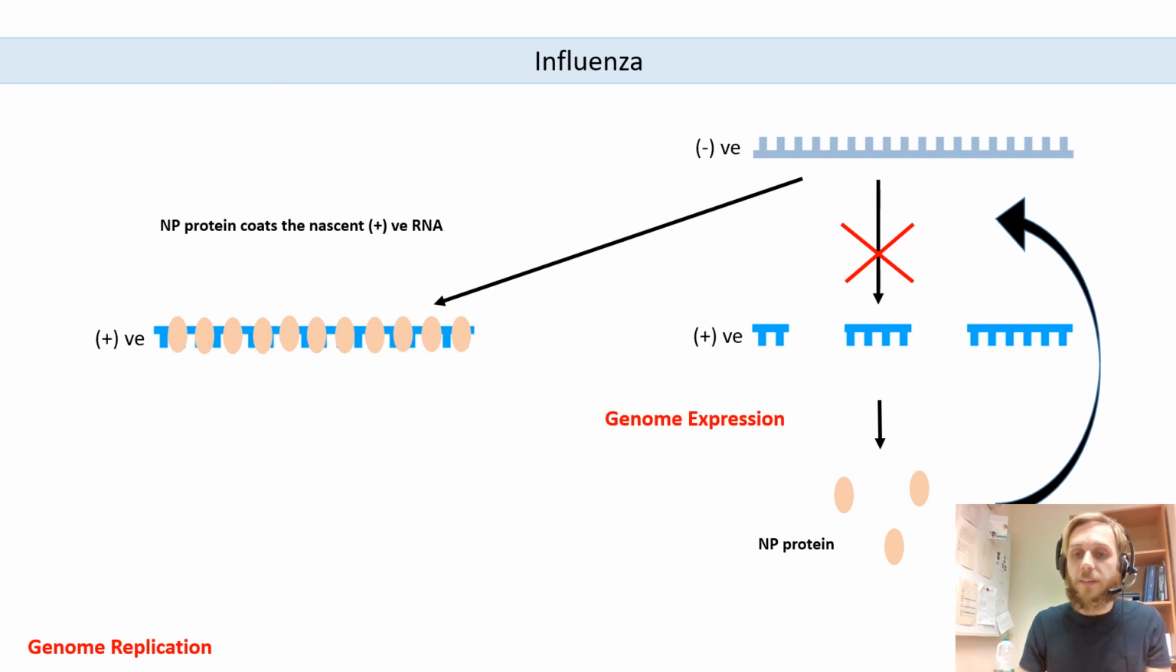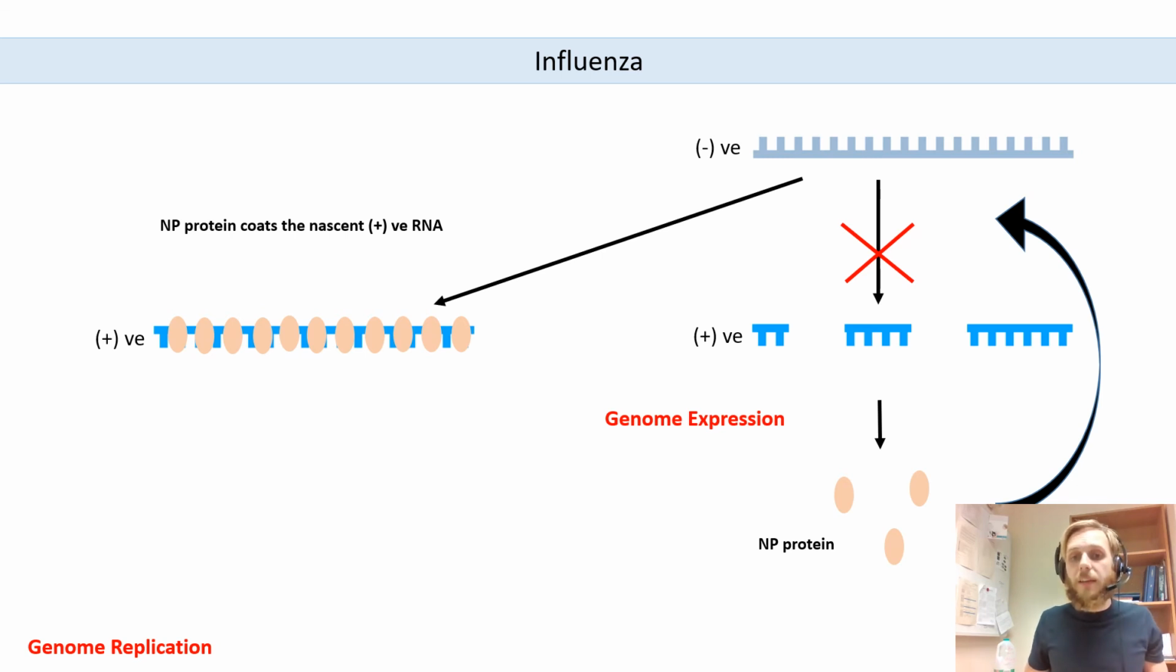They prevent the cleavage reactions that are mediating the production of subgenomic fragments. As a result of NP protein coating the positive sense RNA transcript that is being produced, the positive sense RNA transcript is kept as a whole, so there's no subgenomic fragments produced. There's a full-length positive sense RNA copy of the genome produced that is coated in NP protein. So this is how NP protein mediates the switch from genome expression to genome replication.